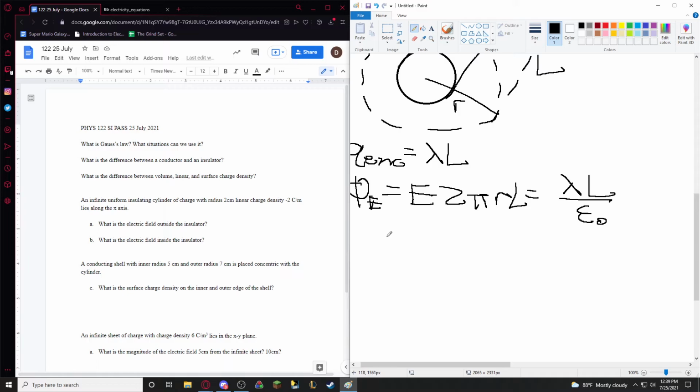Well, does it? We simplify it to E is equal to, see, the L's cancel. We have lambda over 2 pi epsilon naught R. That's not 2k lambda over R, is it? Oh, no, it's not, because it's supposed to be 4, not 2. Or is this 2k lambda over R?